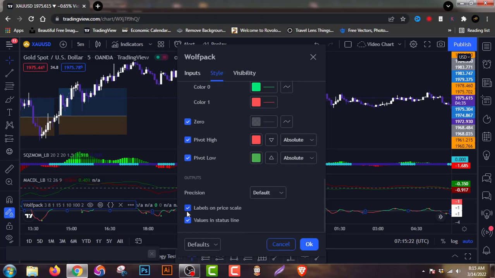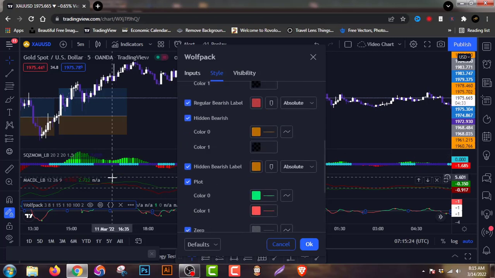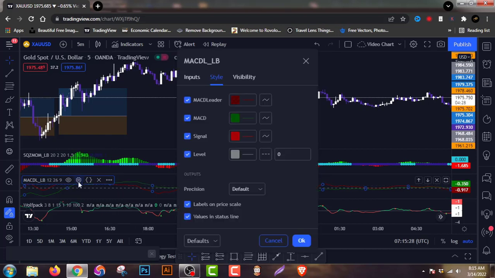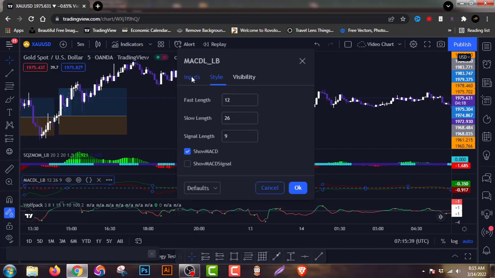Okay, so now that we have the Wolfpack, for the MACD leader, I'm not sure I did anything special. I think it was the default. As you can see, this is how it looks. I didn't do anything special on here, so no more signals, no more settings here. The input is just the way it is.